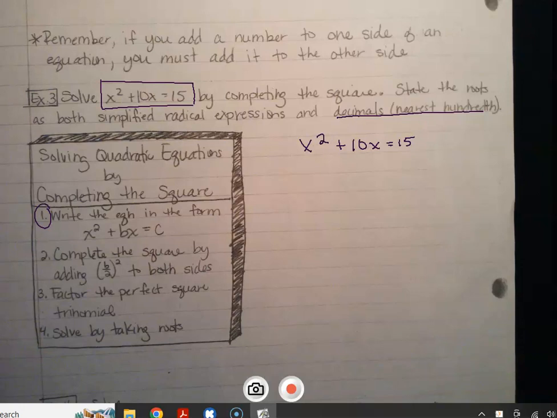Okay, step 2. Complete the square by adding b divided by 2 squared to both sides, because it is that equation. So first of all, we'll just do x squared plus 10x, and then plus, what's our b? 10. So it's 10 divided by 2 squared, and we have to add that to both sides. So that's going to equal 15 plus the quantity, 10 divided by 2 squared.